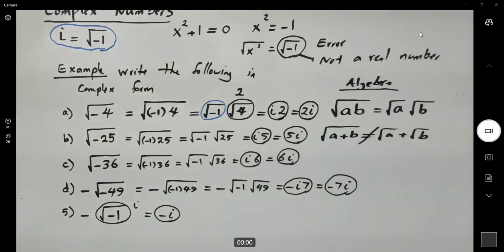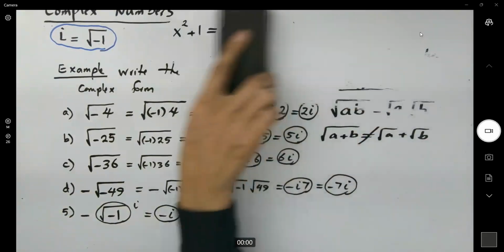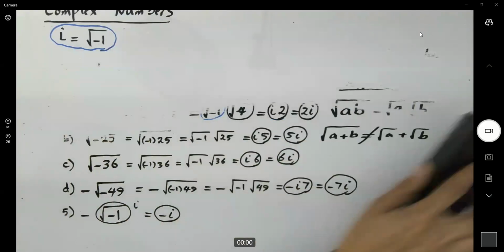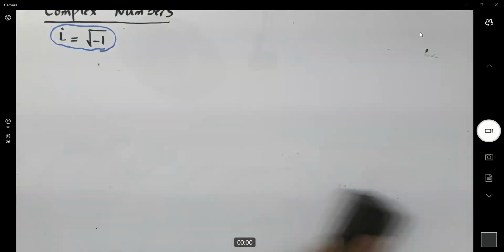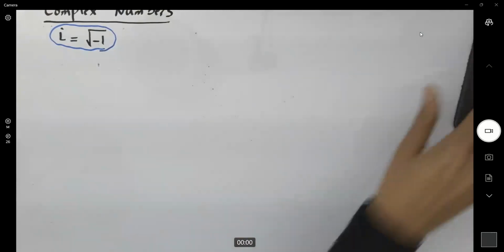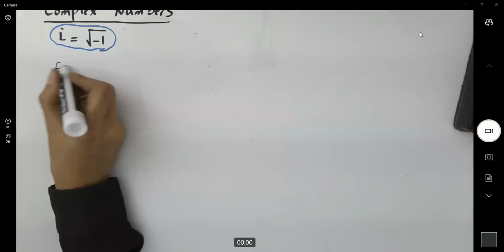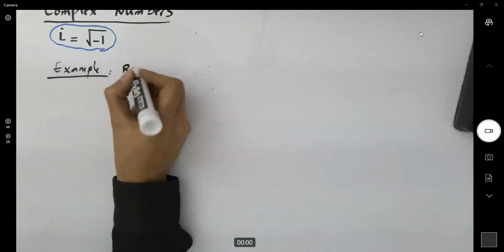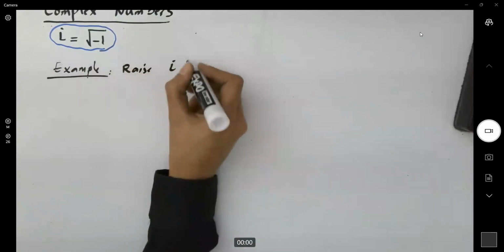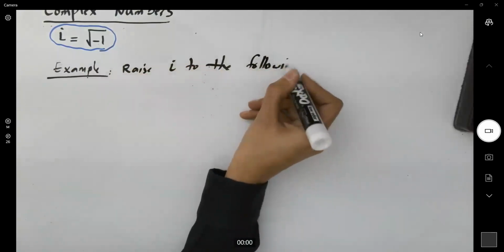Very good. Another important thing that you should be careful about is when you multiply i by itself a couple of times. What do I mean by that? So let's see. Suppose I give you this example. I just ask you, raise i to the following exponents.